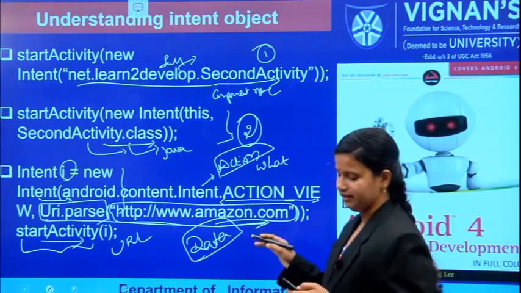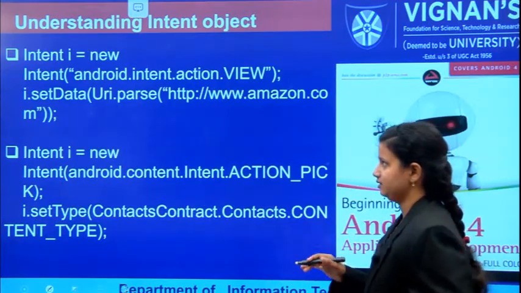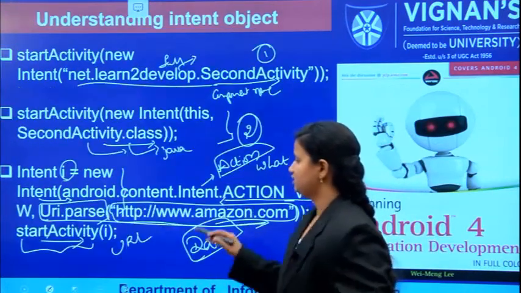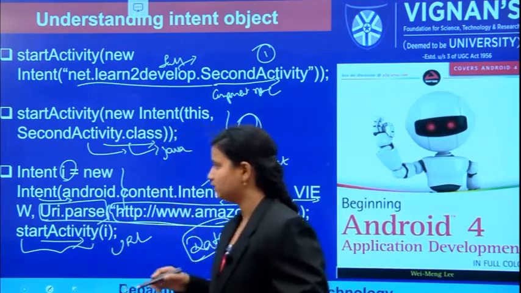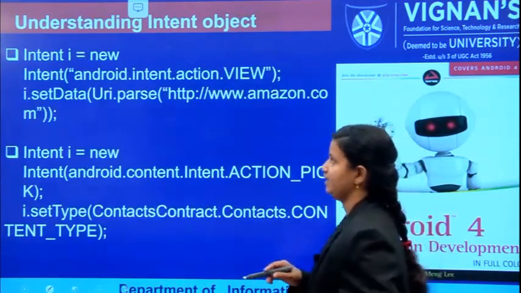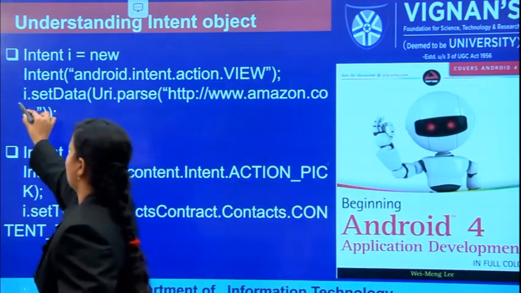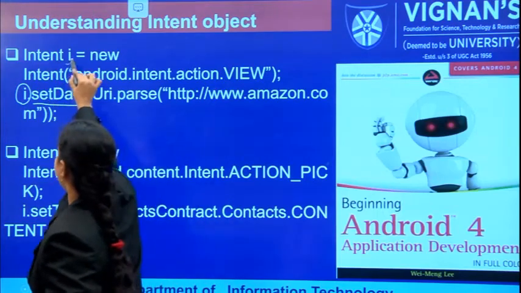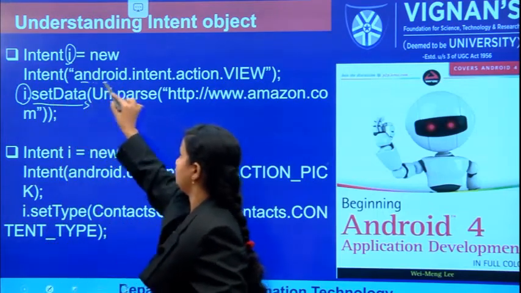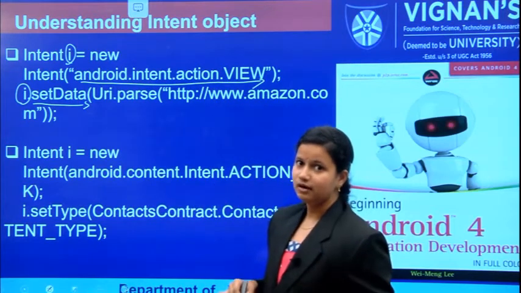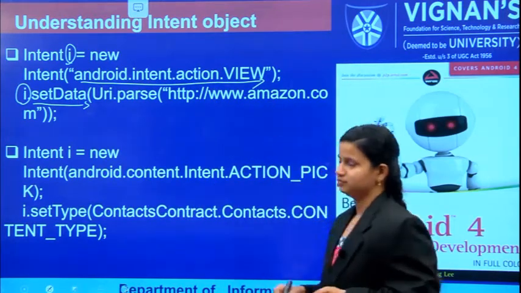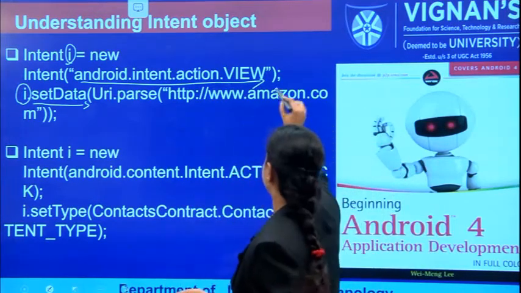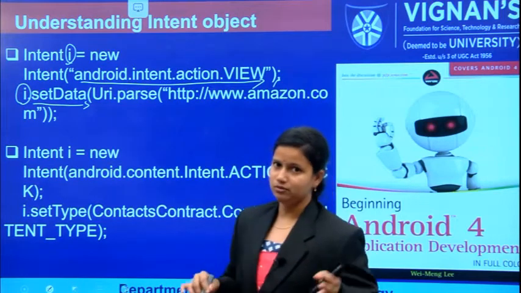These are the three different ways, and the fourth way is like this. In the third way we set the data by using Uri.parse, but here we set the data using the object name with setData. First of all, the intent object is to be created with new Intent, and we provide the action as Action.VIEW. After that, I don't pass the data here using Uri.parse.